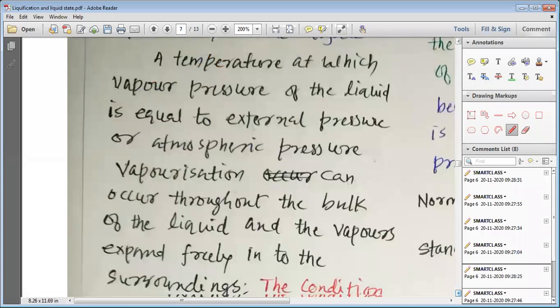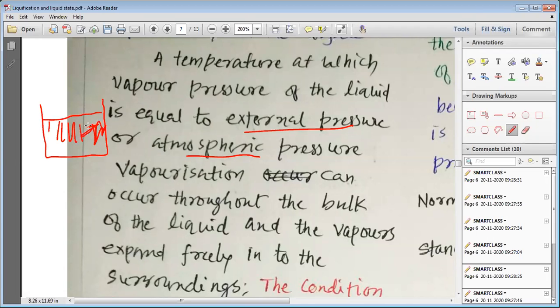See, we are thinking of the open container. The liquid vaporizes and it goes into the open region. Boiling is the temperature at which the vapor pressure of the liquid is equal to the external pressure or atmospheric pressure. Vaporization can occur throughout the bulk. So just have a look at this. This is the surface of a liquid. Here we have a liquid. This liquid generally turns into vapor. But vaporization is a surface phenomenon, so it takes place only at the surface. That means only the molecules present over here vaporize. All the liquid does not vaporize.